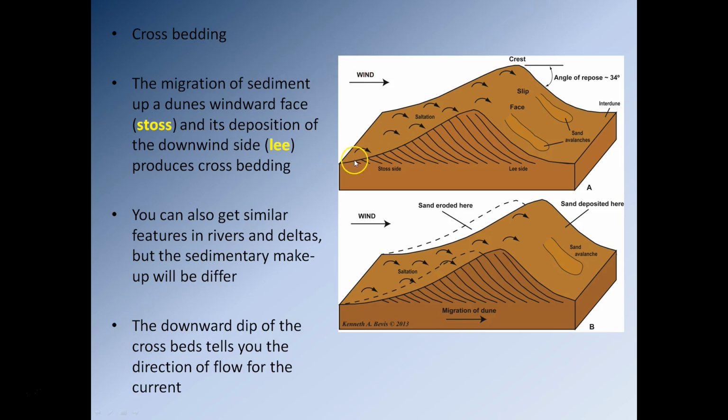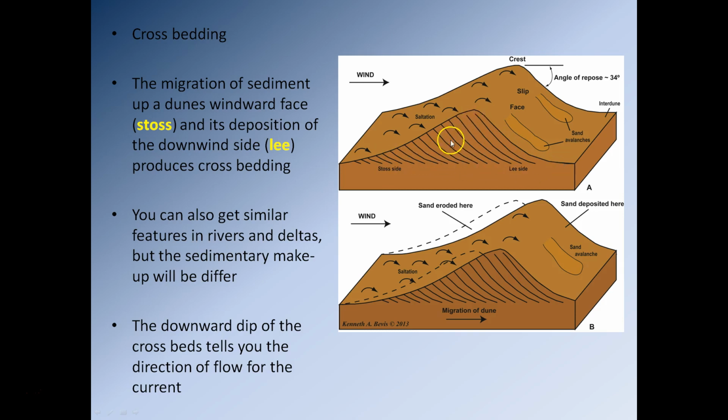So as you can see, sediment goes up the stoss and down the lee. So in this case, the lee slope goes from essentially the top left up here, and it drops down towards the bottom right down here. So we have this slope here. Well, that tells us that this dune is moving towards the right-hand side of the image.